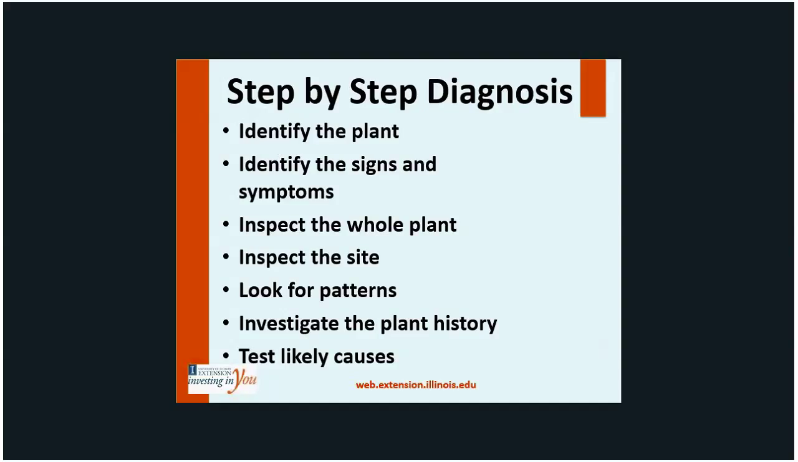It may be insect frass. We might see fungal mycelium. We want to see if we can find evidence of the pathogen. Then we also want to look for the symptoms. The symptoms are how the plant expresses that a disease is present. So we might look for wilting, we might look for yellowing. We want to inspect the whole plant. Where on the plant are these symptoms occurring?